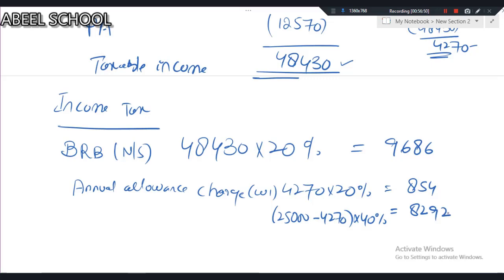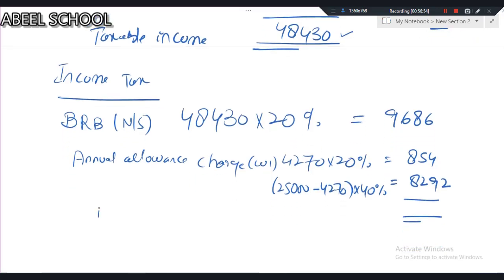I'm getting 8,292. Let's add all of these. You will get income tax payable. This is your income tax payable. So 9,686 plus 854 plus 8,292. I'm getting income tax payable 18,832. So dear student, income tax payable is 18,832.